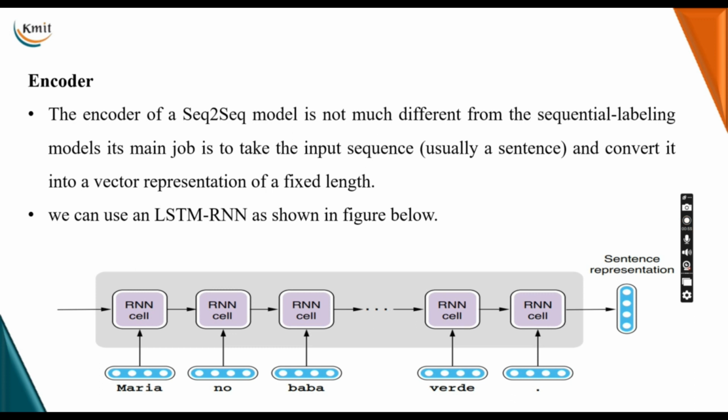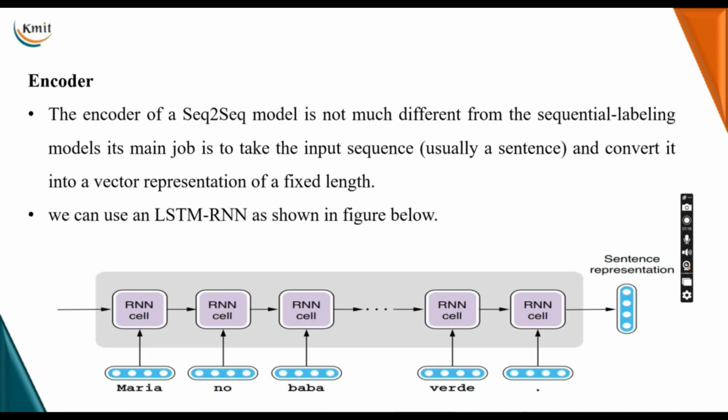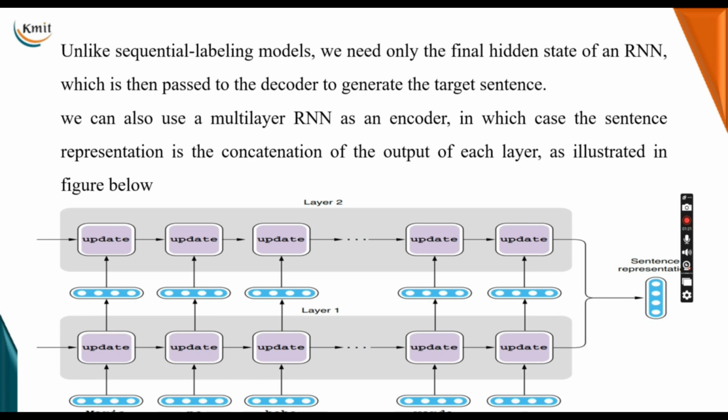Now the encoder of a sequence to sequence model is basically much like sequential labeling models, and its main functionality is to take the input sentence and convert that into some fixed length vector representation. When I talk about the encoder model, we use a simple LSTM or RNN model as shown in the figure below. Unlike basic sequential modeling where we take only one layer of RNN cells, we can also have a multi-layer RNN as the encoder. As you can see in the figure below, I'm using 2 layers for the encoder block.